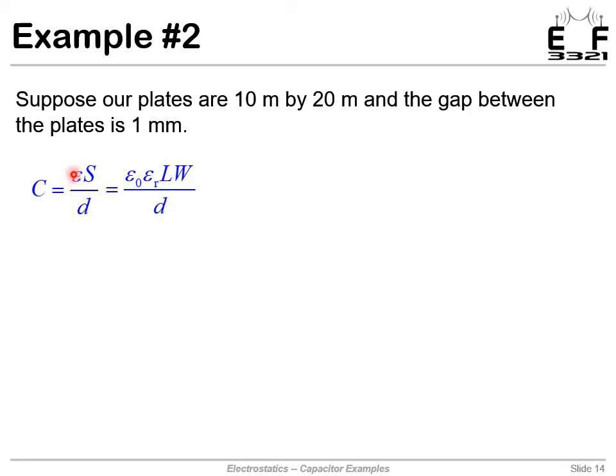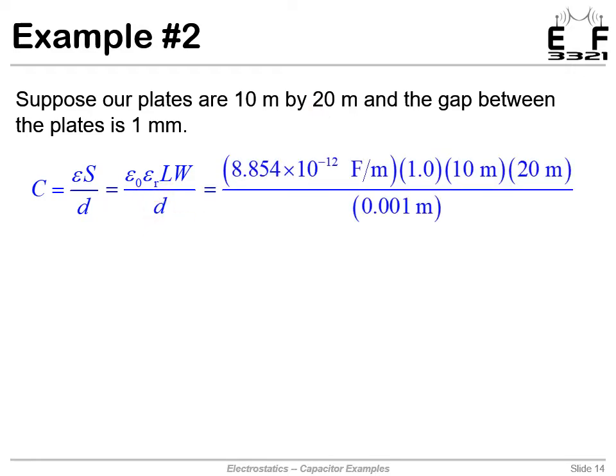We'll decompose our permittivity into the free space permittivity times the relative permittivity. Since this is in air, the relative permittivity will just be 1. And then the area will be length times width. That's our 10 meters by 20 meters. And the separation is 1 millimeter. So we plug in our numbers, and we get an answer of about 1.8 times 10 to the minus 6. So 1.8 microfarads is the answer.